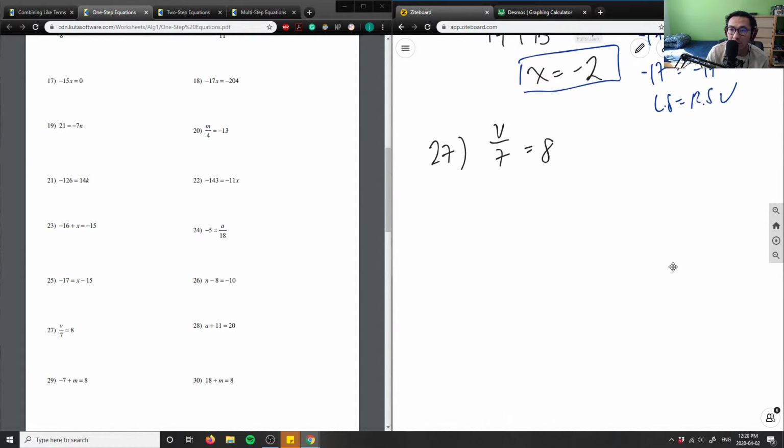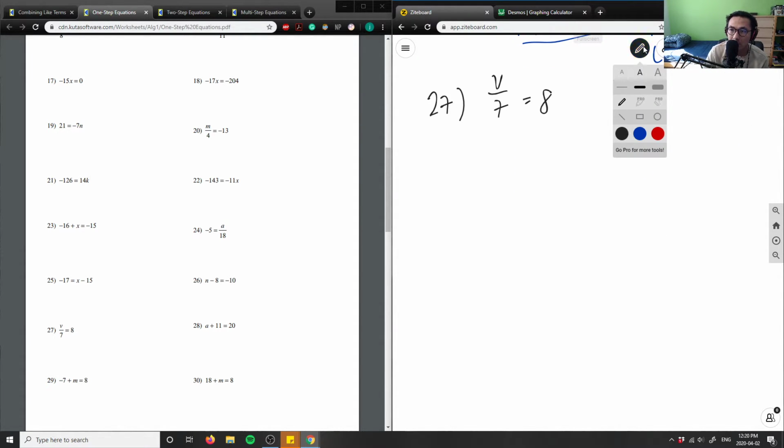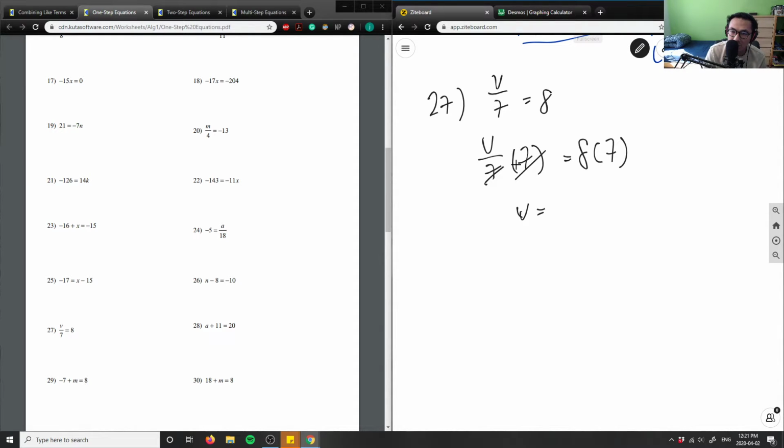And then for 27, we have v divided by 7 equals 8. If I want to get rid of this divide by 7, I would have to do the reverse operation. The reverse operation of division is multiplication, right? So I'm going to multiply both sides by 7. So v over 7 times 7 equals 8 times 7. The 7s here cancel out, and I'm left with just v here. So v equals 8 times 7, which equals 56. And that will be my answer for number 27.